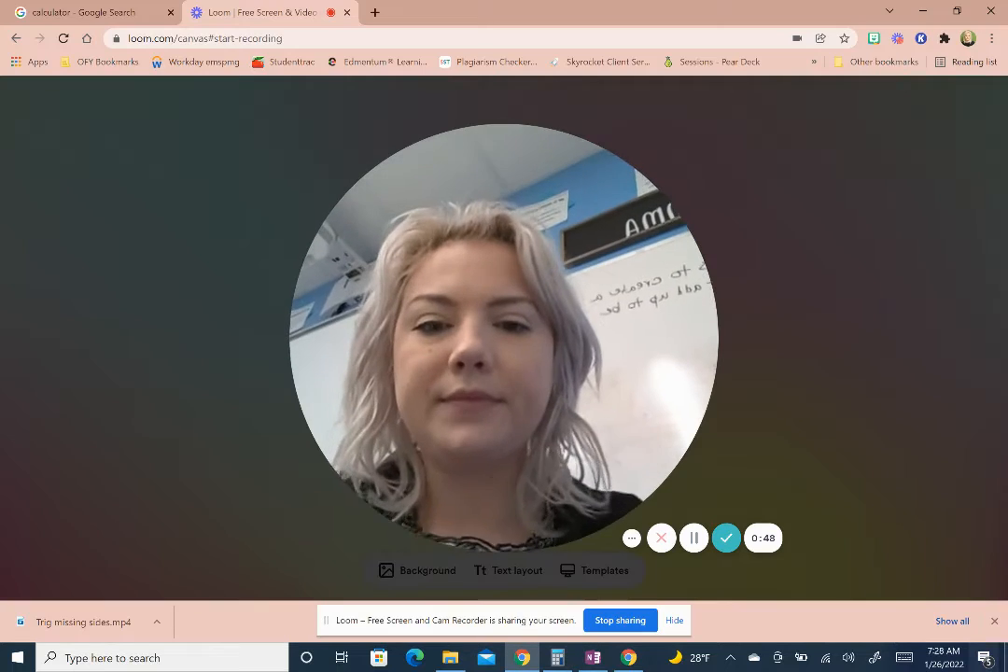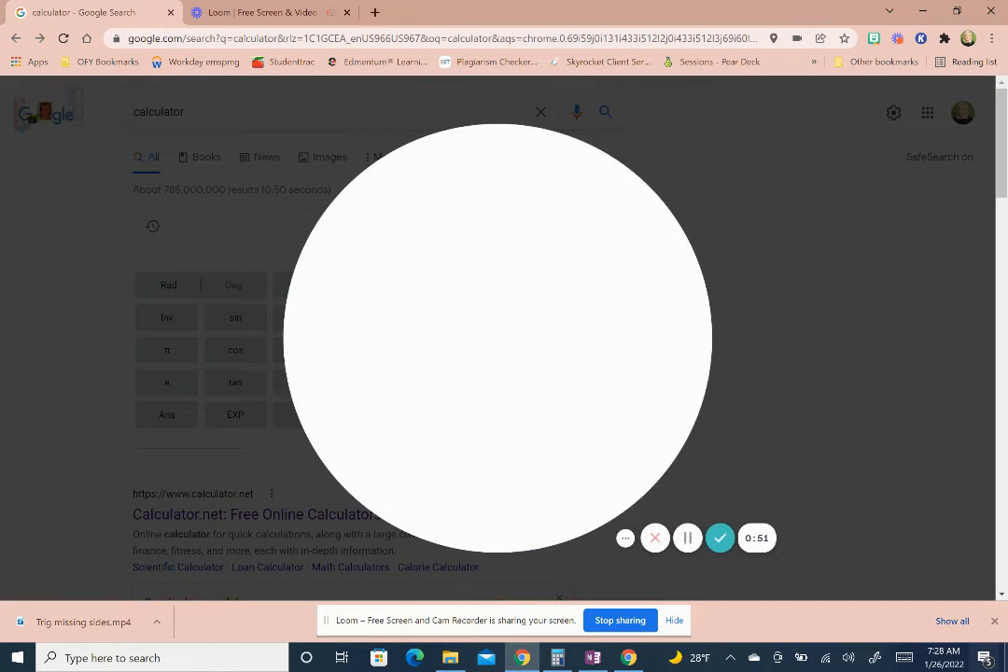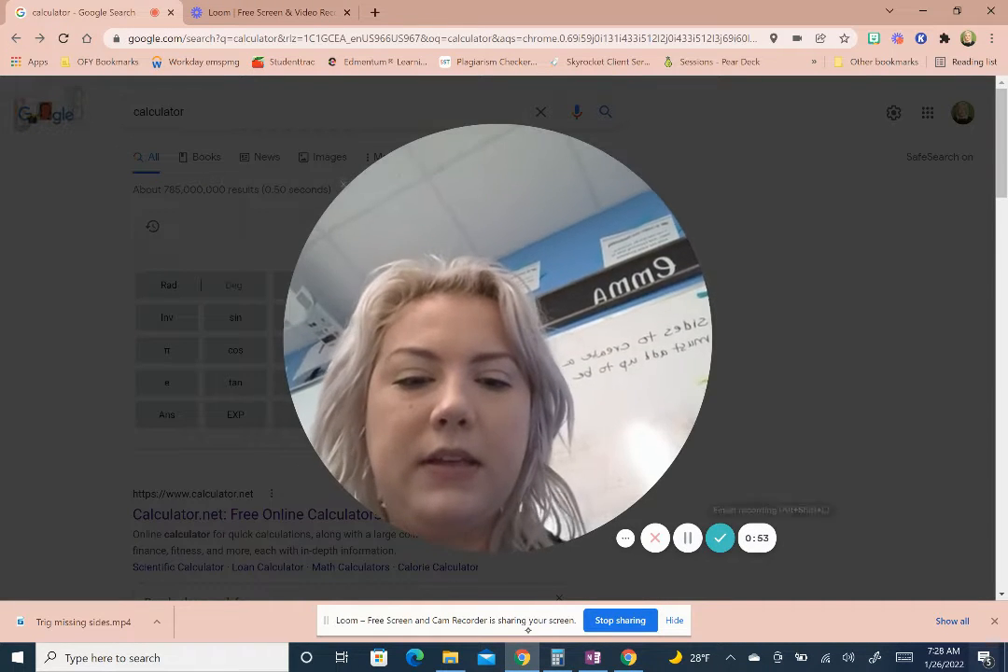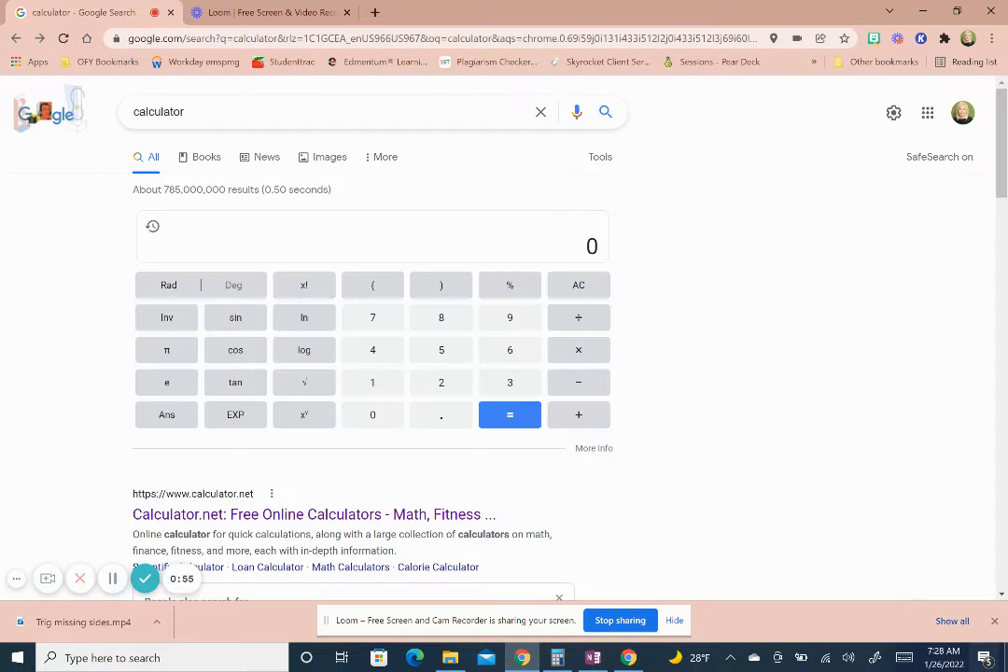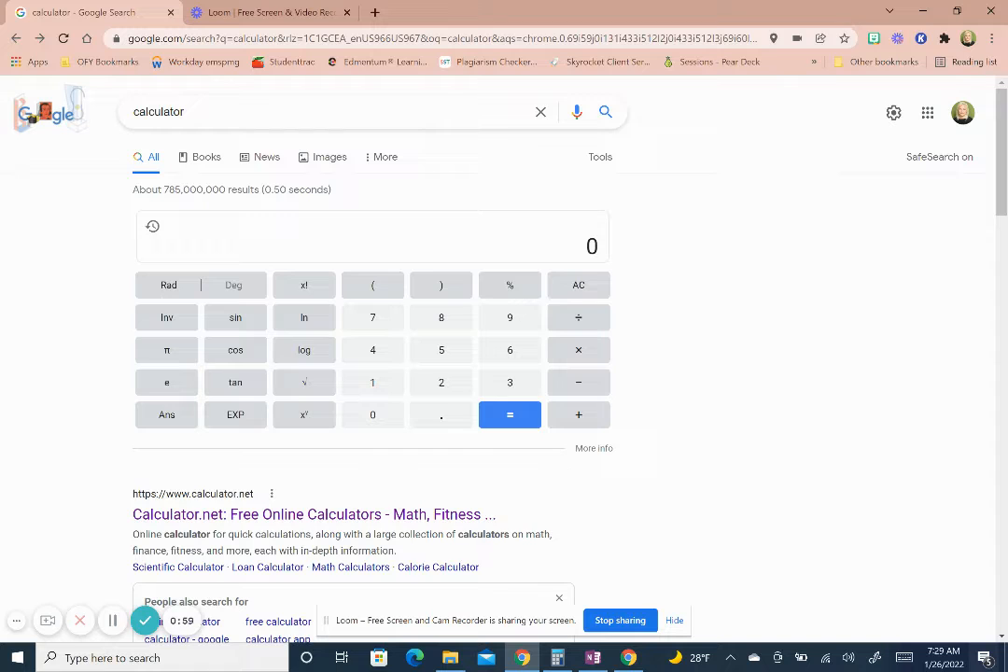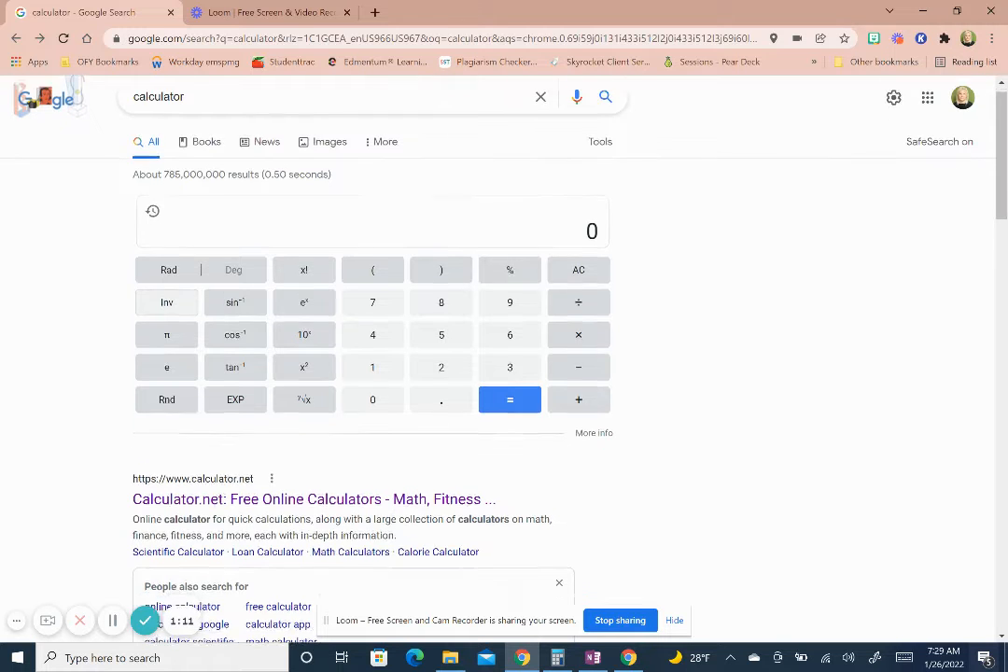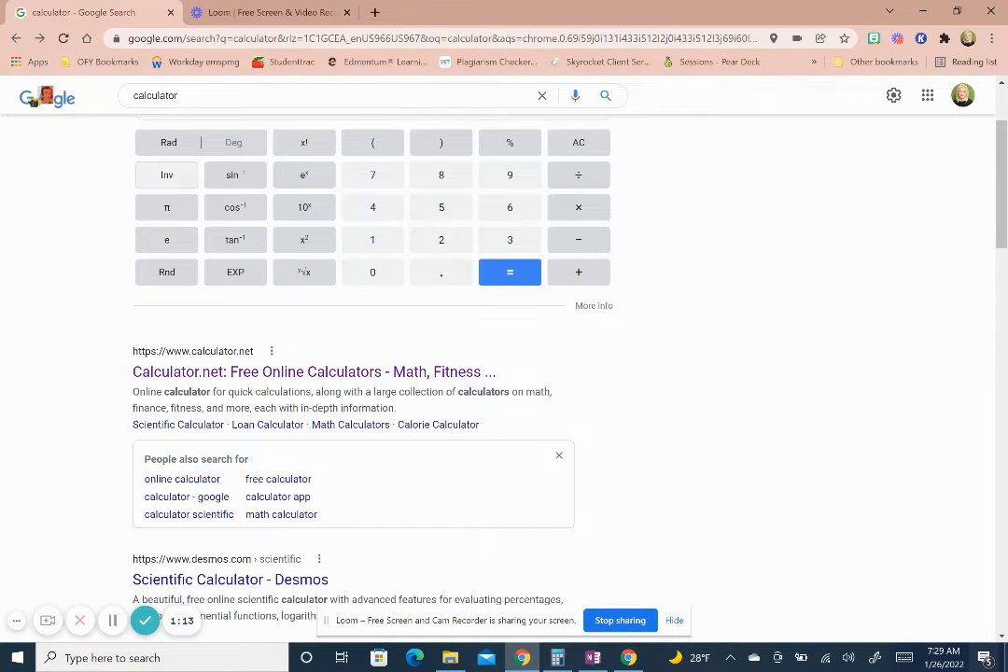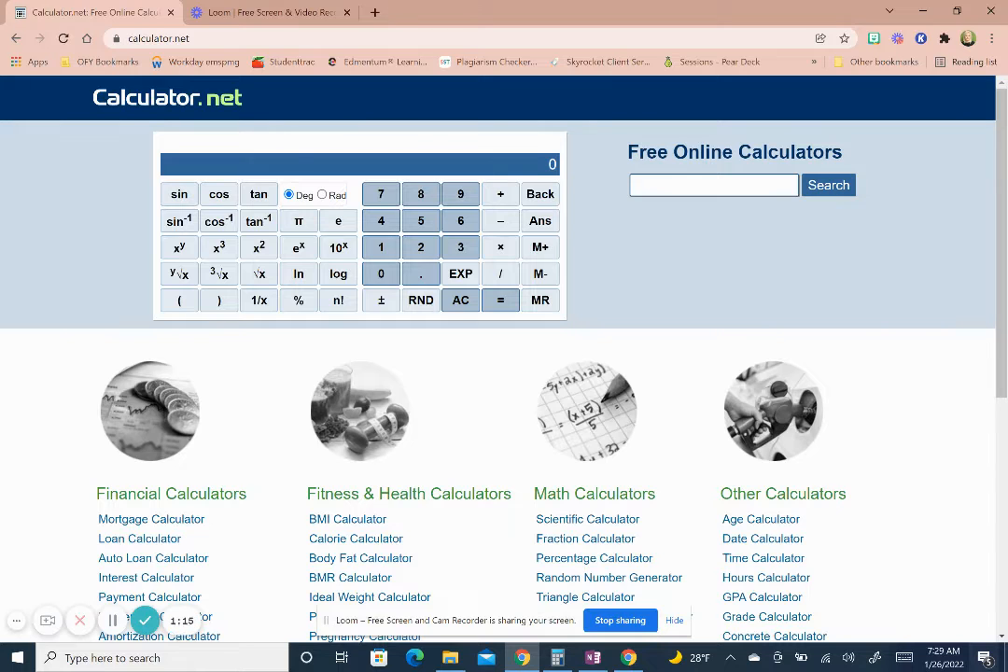So you don't need to see me, let's go ahead and take that off. If you just Googled calculator and you're on this page right here, there's an inverse button. You would just click the inverse and you can see it says sine -1, cosine -1, tangent -1. If you went on to the calculator.net button, they actually already have them right here.